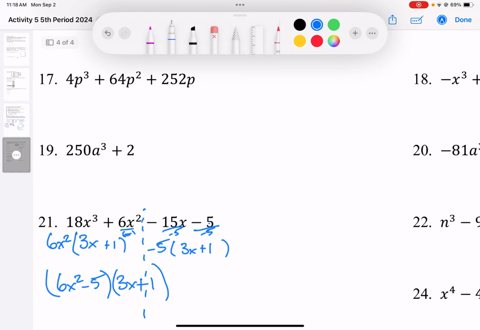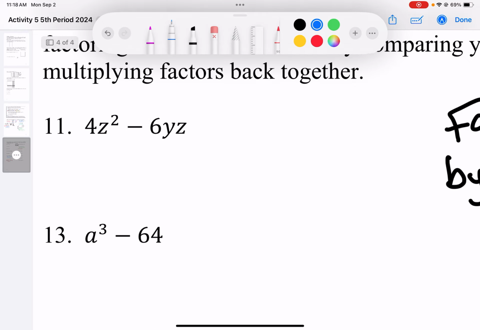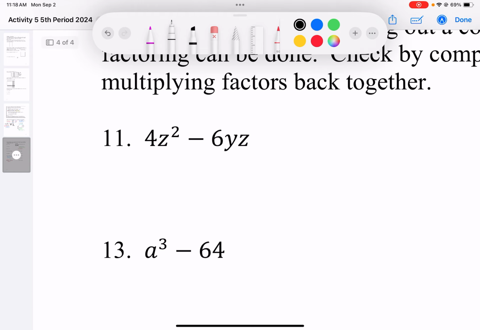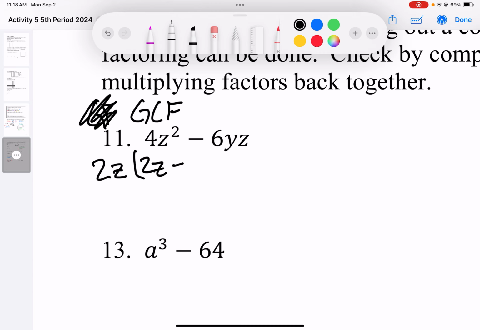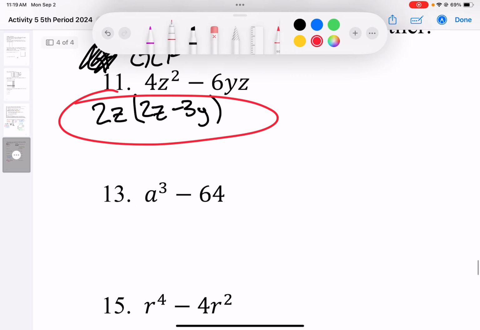All right, so let's look at this first one. You might think, well, there's not a squared term, and you're kind of right. So this is a greatest common factor. So I've got a 2, but then I also have a z that is factored out of both of them. So I'm left with 2z minus 3y. And that's factored. That is done, right? I can't do anything else there.